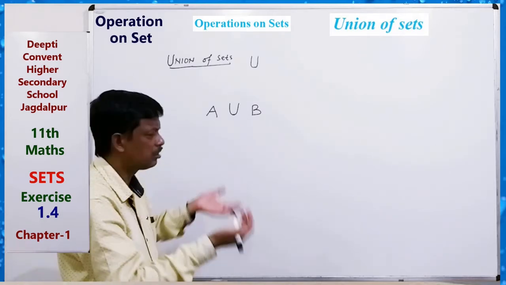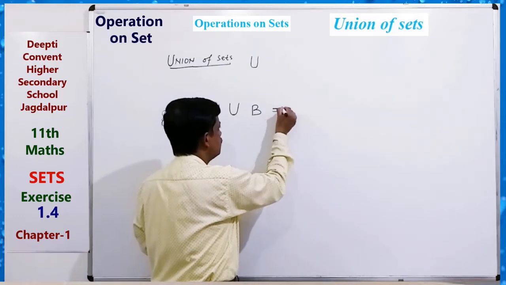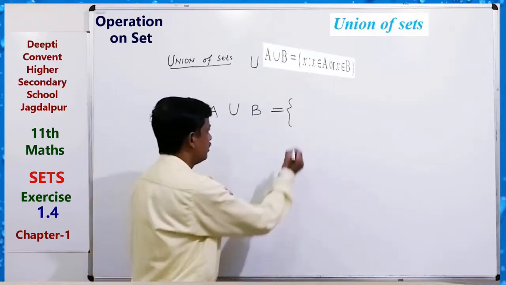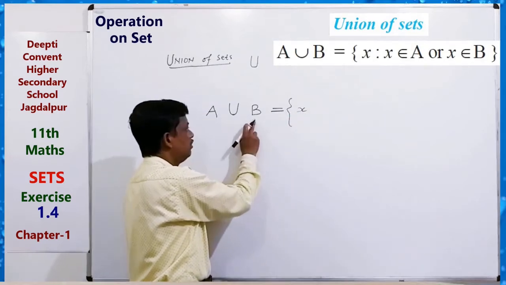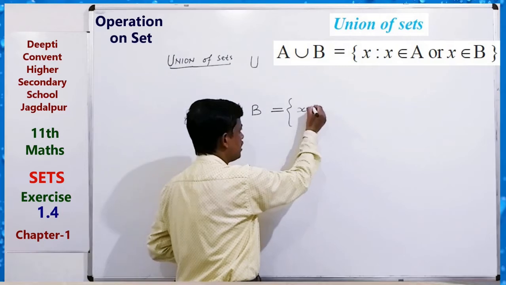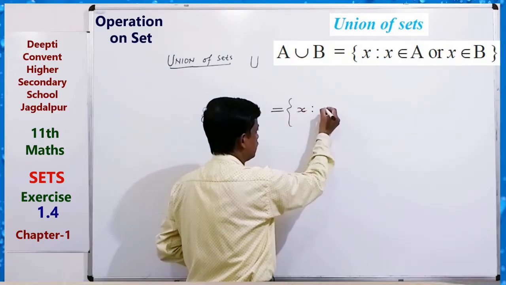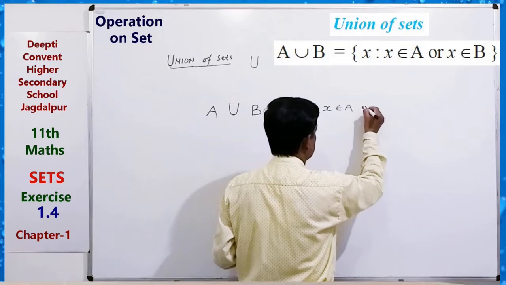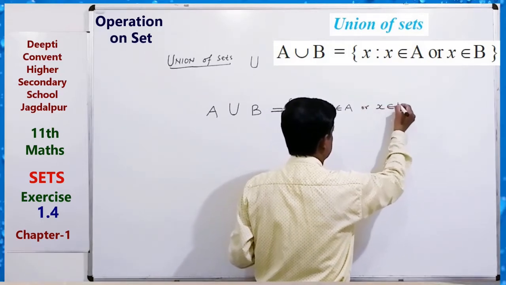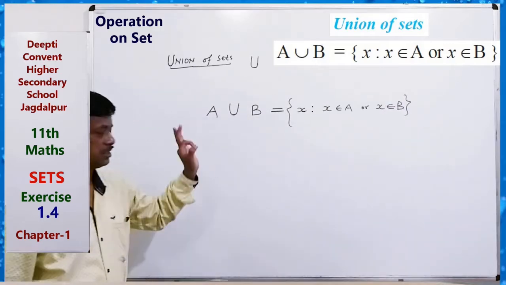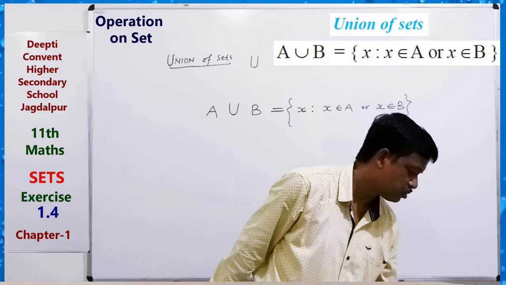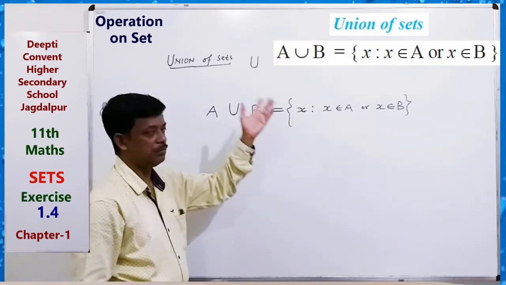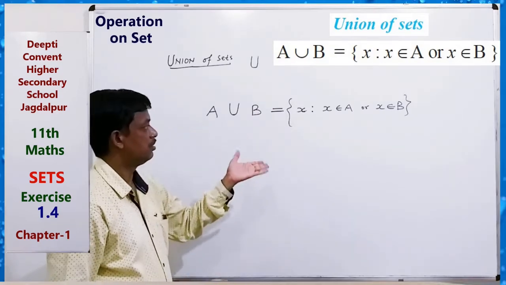In other words, writing in set-builder form, A union B contains all those elements x such that x belongs to A or x belongs to B. That means all the elements of both sets, with common elements written only one time.